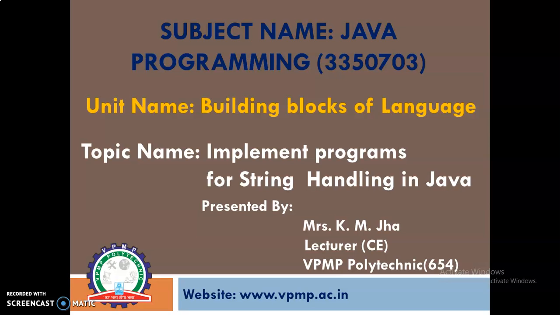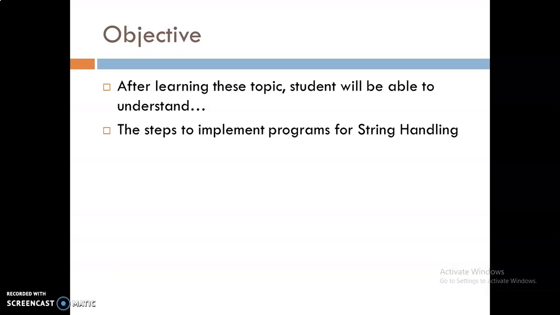The subject name is again Java programming and the code for that is 3350703. This is unit 2 from Java programming, building blocks of the language, and the topic that I am going to talk about is implementing programs for string handling in Java. Now we will see the objective. After going through this presentation, you will be able to understand how to implement programs for string handling in Java.